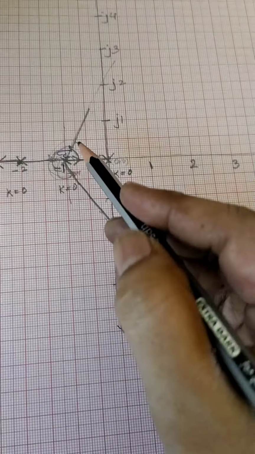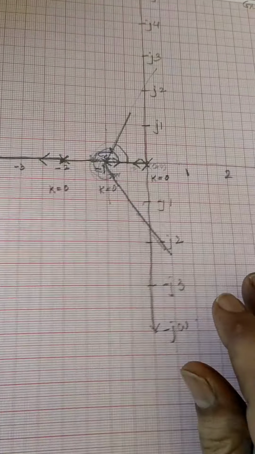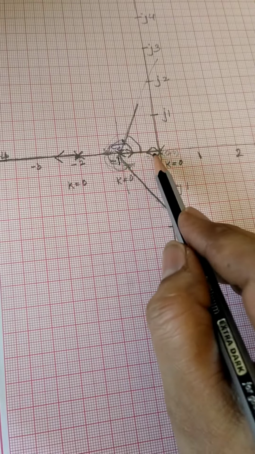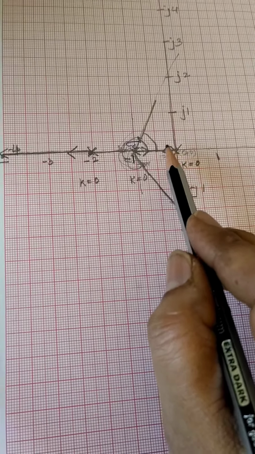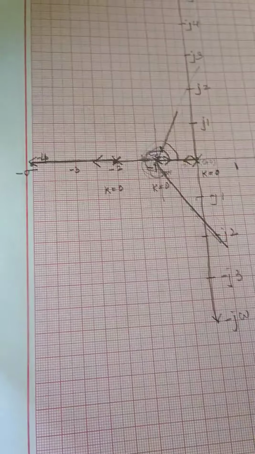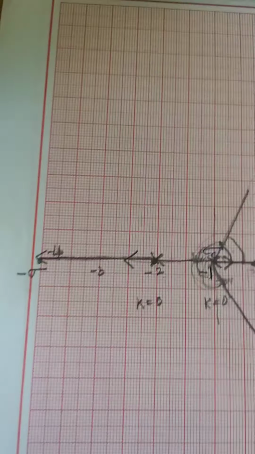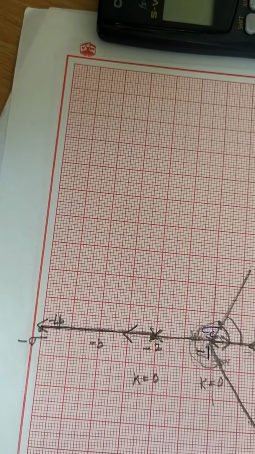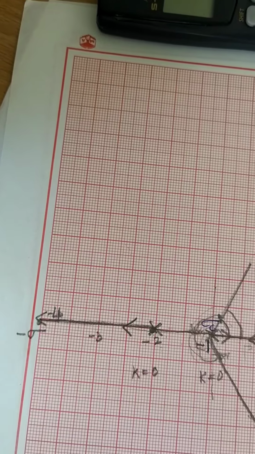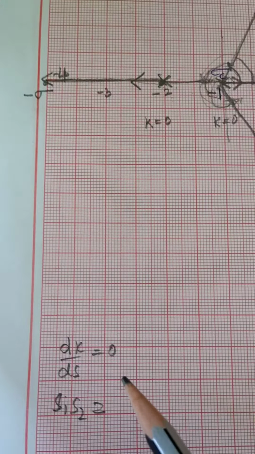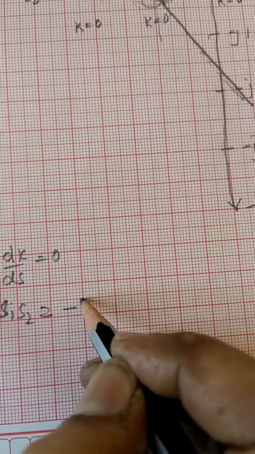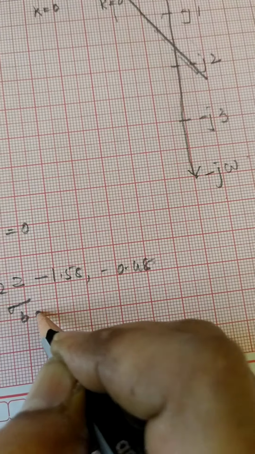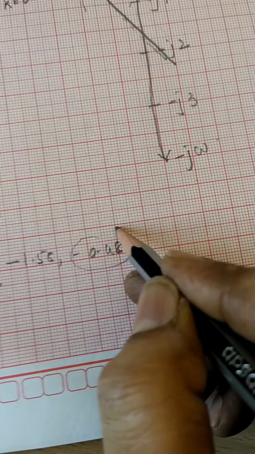Now these asymptotes fix the direction of the root loci. So this is asymptote 1, asymptote 2, asymptote 3. Now the two root loci starting from these two poles will meet at sigma b. Yesterday I explained how to find the breakaway point. We took dk divided by ds equal to 0, and I got s1 and s2 as somewhere minus 1.58 and minus 0.48. This was sigma b.